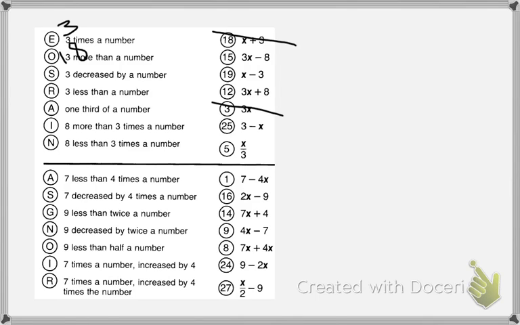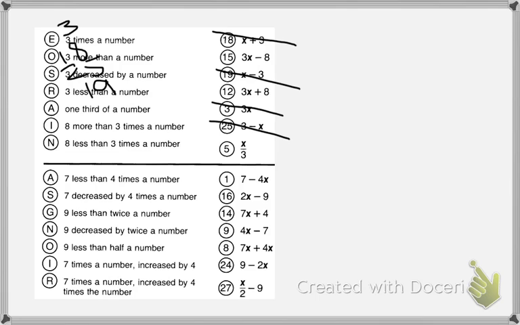3 decreased by a number. 3 decreased by a number is number 25. 3 is being taken down or decreased by x. So this should be number, did I say 23? It looks like 25. Excuse me, it's 25. Number 25. 3 less than a number. That's number 19, showing 3 less than a number.